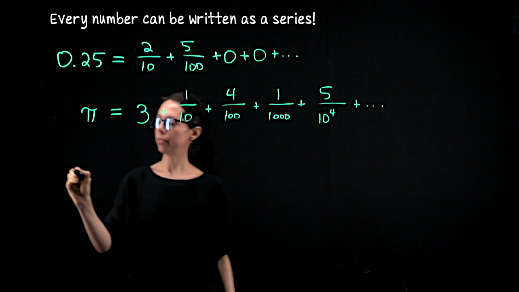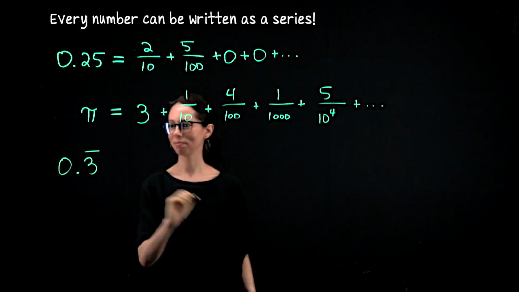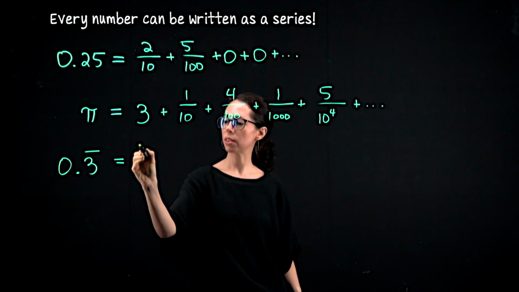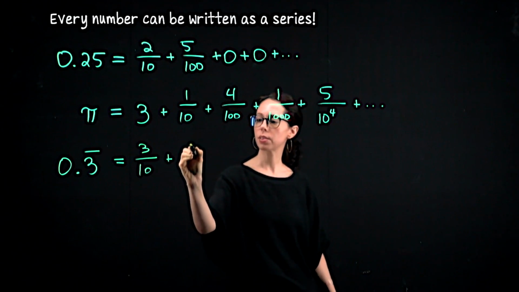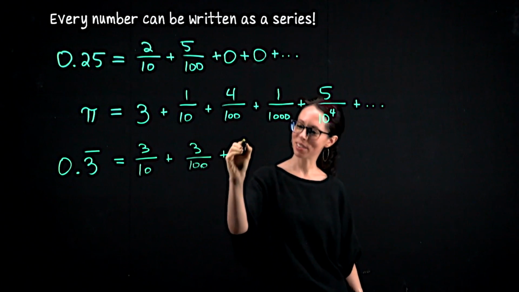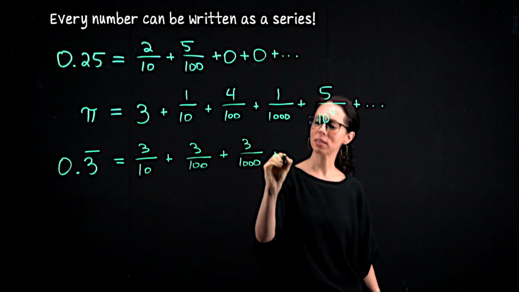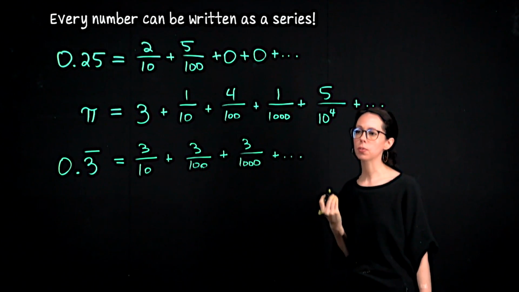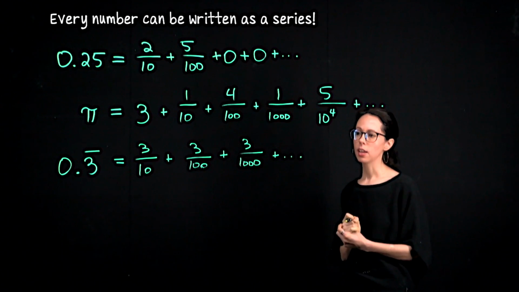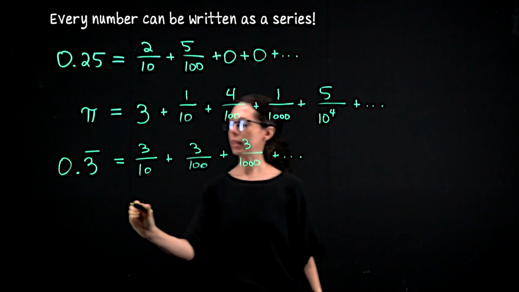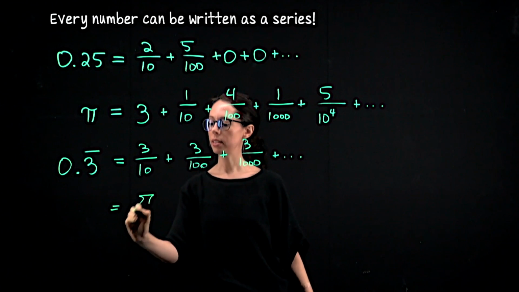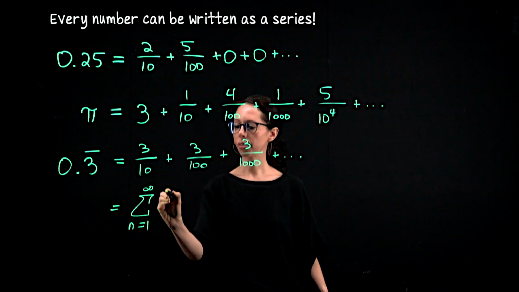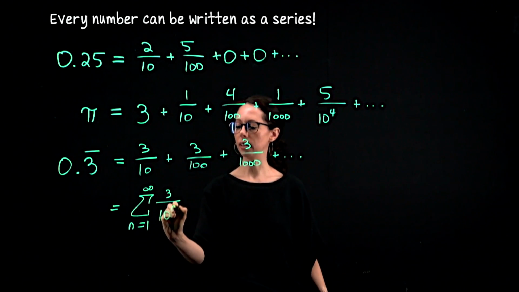How about 0.3 repeating? If I take the number 0.3333, et cetera, I could write this as 3 over 10 plus 3 over 100 plus 3 over 1,000 plus, we keep going like that. But this example is nice because I'm going to give you a closed form expression for the infinite series so that this whole expansion can be condensed into one nice sigma notation. This is the infinite sum from n equals 1 to infinity of 3 over 10 to the n.